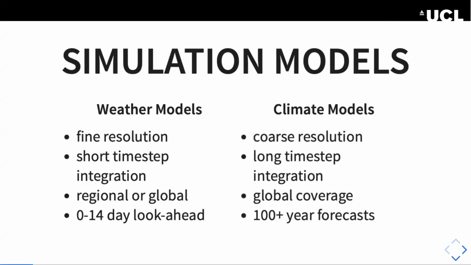Climate models, on the other hand, are quite different. They are very coarse in resolution and have a much longer time step integration. I'm not actually quite sure what that figure is, but again, that will vary hugely depending on the model. These almost always have global coverage, and the forecast period tends to be at least 100 years. 100 years would be equivalent to thinking of things like anthropogenic climate change. It's also possible you could be forecasting thousands, tens of thousands, potentially even millions of years. The reason climate models have a much coarser resolution is to deal with this extended period of forecast that they're trying to simulate over.